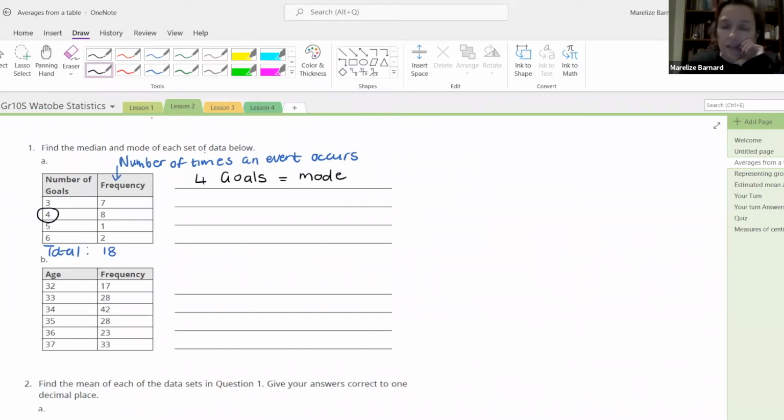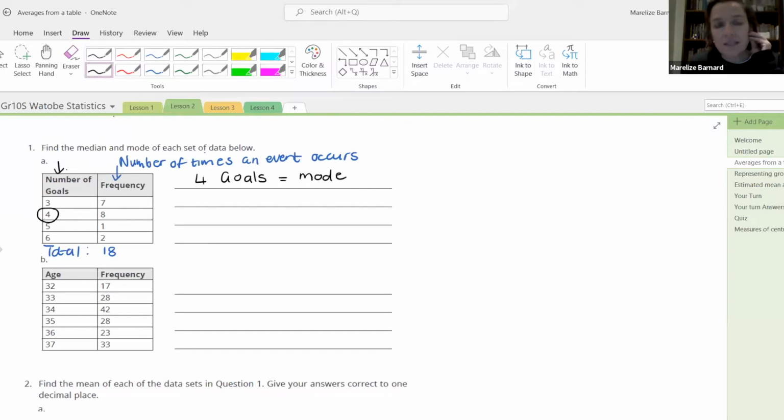Okay, one last time for the 4 goals. Tabiso, about the 4 goals. The 4 goals has the highest frequency, so that is why it's the mode. The 4 goals was scored the most number of times. So that's why 4 goals is the most.